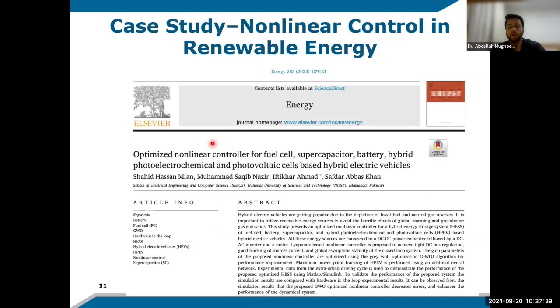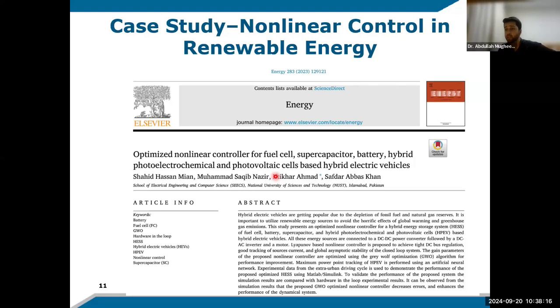Okay. So here is another example of this nonlinear control technique in renewable energy. They use this optimized nonlinear control technique for fuel cell, supercapacitor, battery, hybrid photoelectrochemical, and photovoltaic cells. So they use multiple energy providing sources, and the function of all these sources was to provide electricity to you. Okay. Well, there may exist some transients in the system, and you may get irregular voltage levels or other disturbances in the system that may burn your equipment.